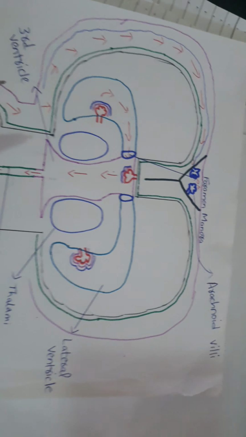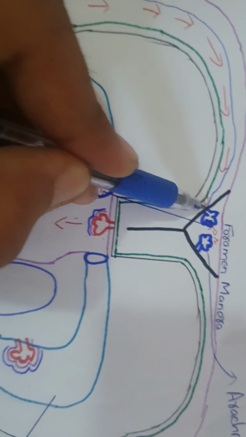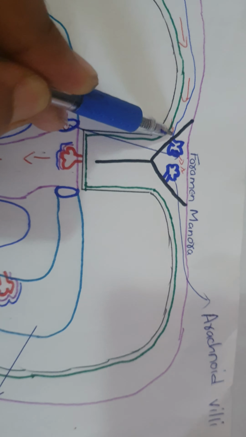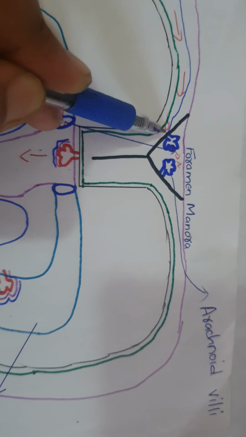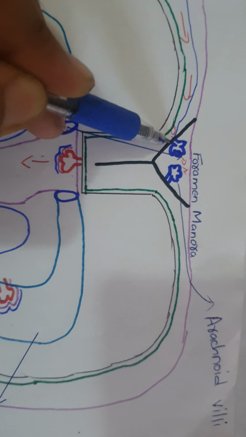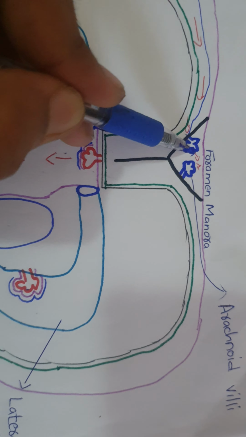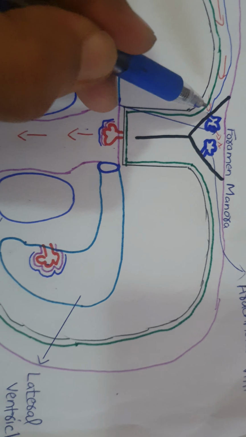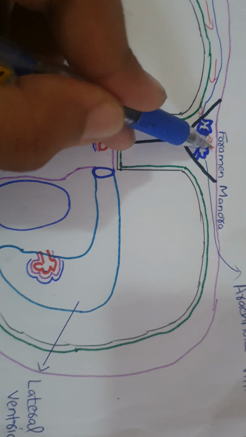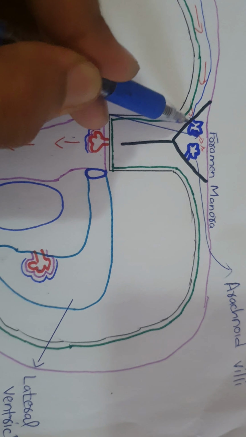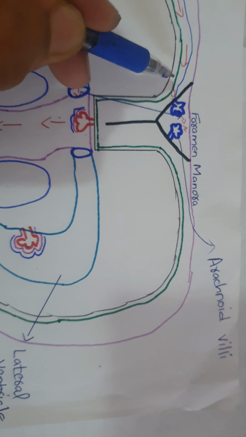Then in the subarachnoid space, through the arachnoid villi. This is the arachnoid villi. These are finger-like projections. These finger-like projections have channels through which this CSF enters the superior sagittal sinus. These arachnoid villi are present in the superior sagittal sinus.